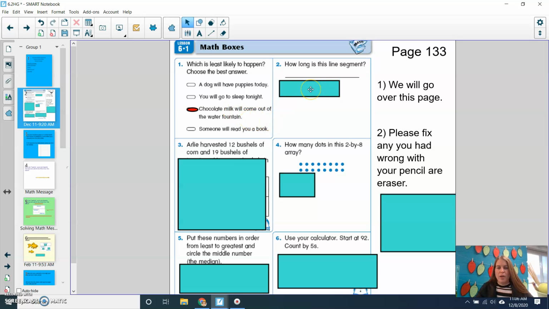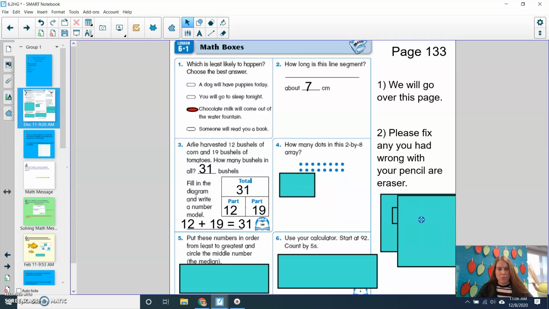For number 2, how long is this line segment? It is about 7 centimeters long. For question 3, Arlie harvested 12 bushels of corn and 19 bushels of tomatoes. How many bushels in all? So notice how I have 12 in one part, I have 19 in the other part, and I'm solving 12 plus 19, which equals 31. So I should have 31 bushels.